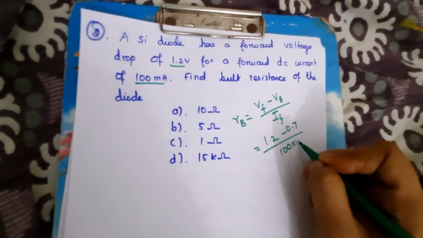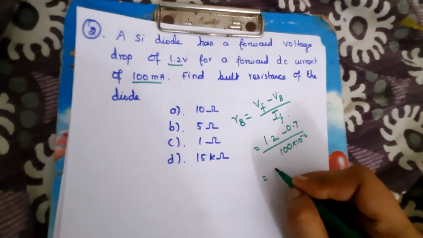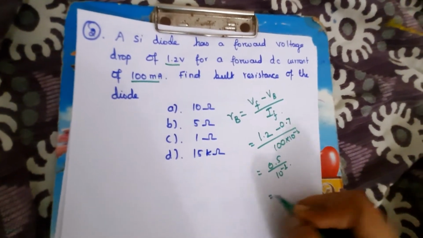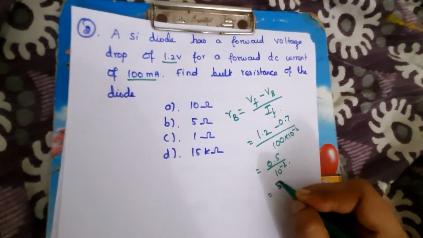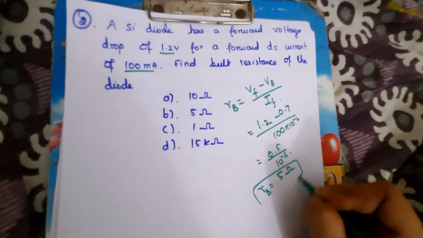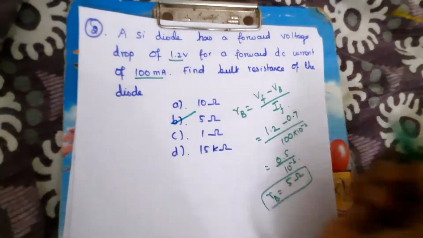So 100 into 10 to the power minus 3. So this becomes 0.5 divided by 10 to the power minus 1. So this becomes 5 ohm. So the forward resistance is 5 ohm. So here the answer is B.